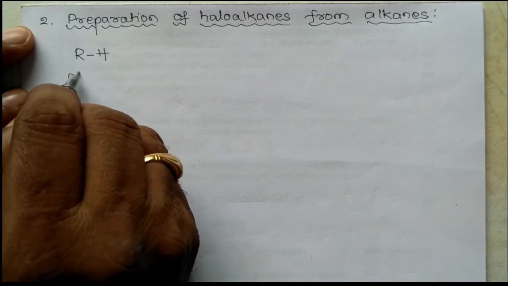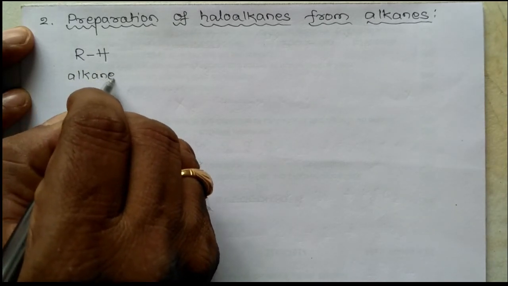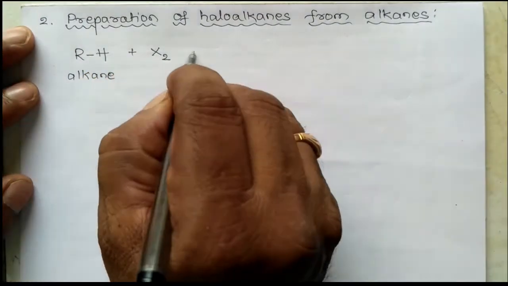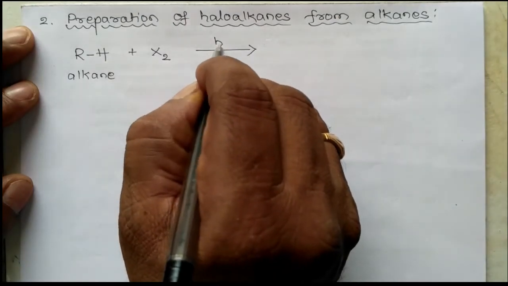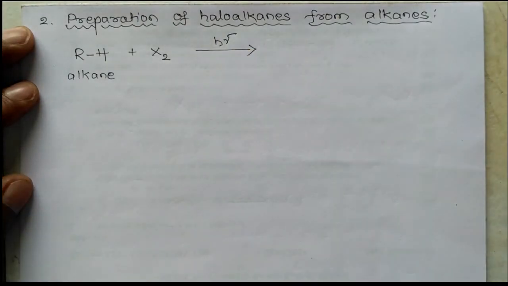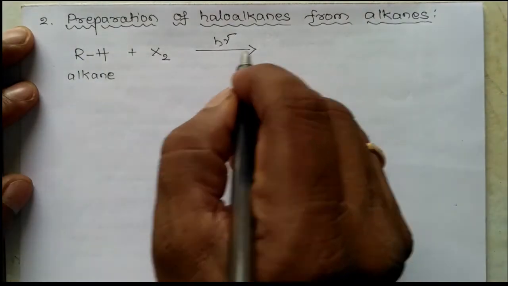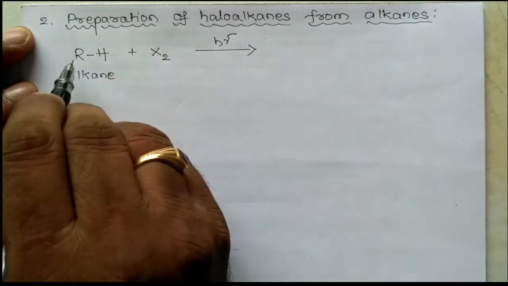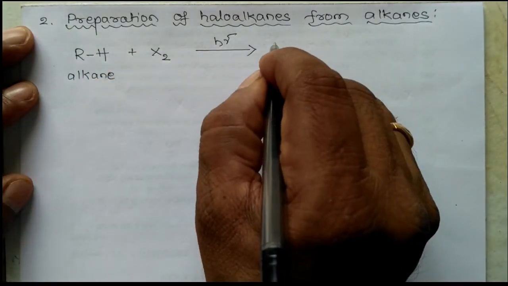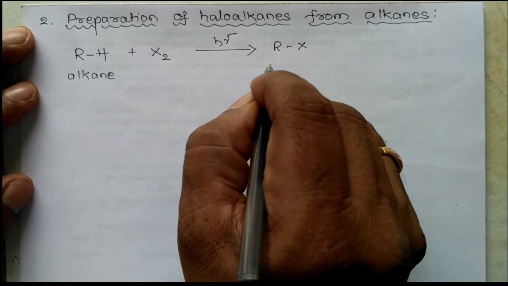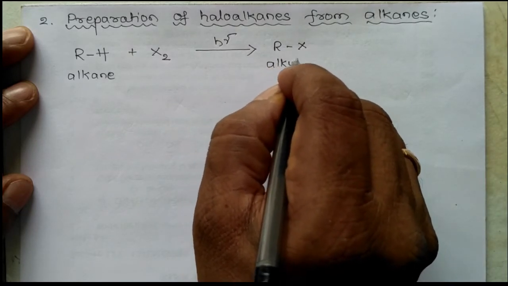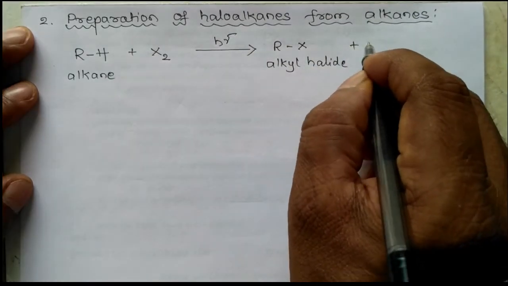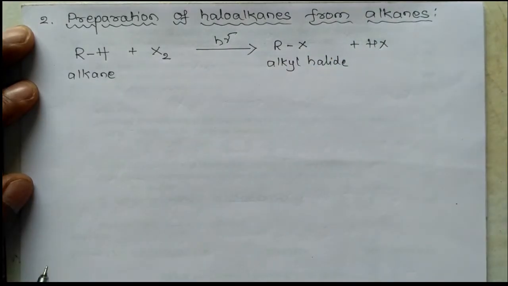Alkane in general is made to react with halogen, in general written as X2. In the presence of sunlight, h nu, or we can heat it, you are going to get alkyl halide RX. Out of the two X, one X adds to H, another X adds to R. You are going to get RX, alkyl halide, plus HX.